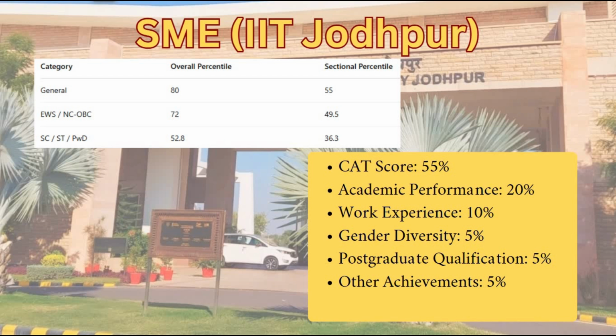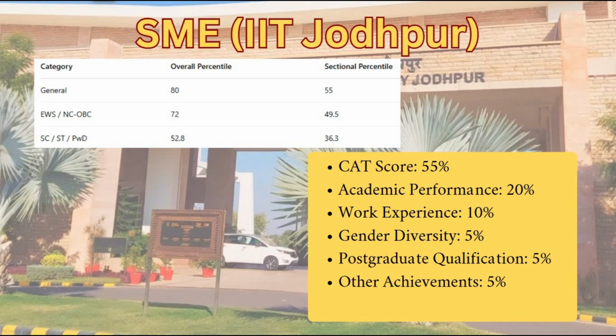So again, talking about the minimum CAT 2024 percentile requirements for MBA admission, it was 80 for the general candidates, 72 for the EWS or NCOBC candidates, and 52.8 for SCST or PwD candidates. Again, there was a sectional percentile as well.